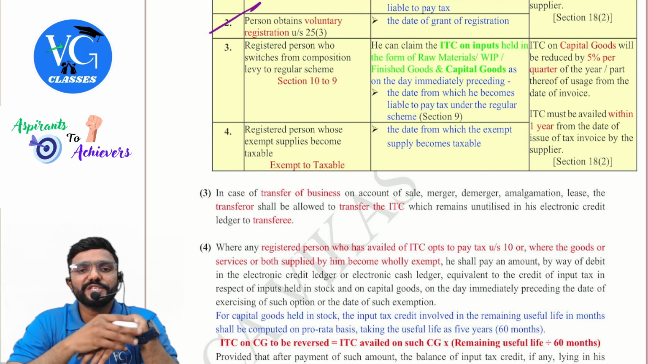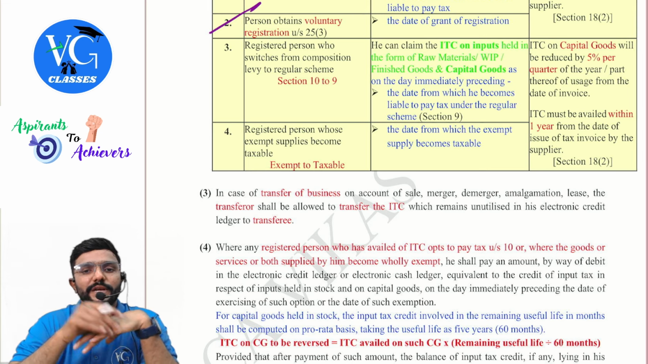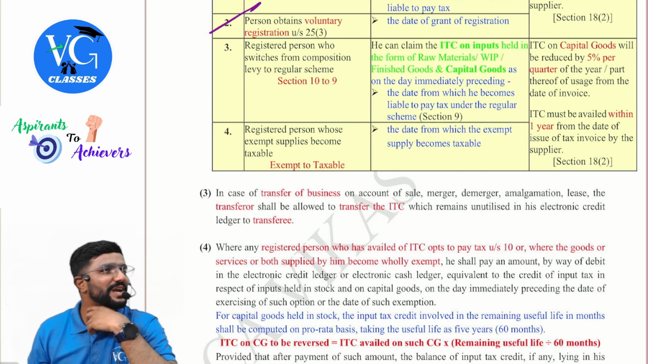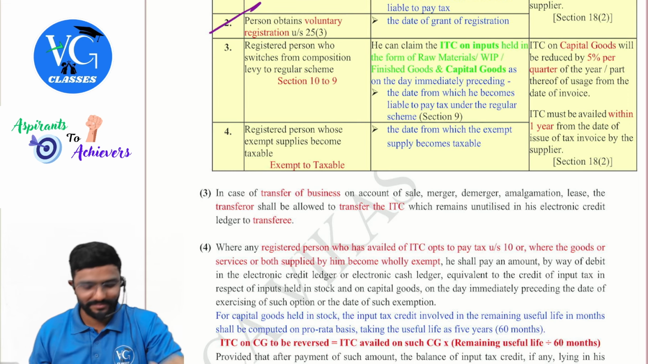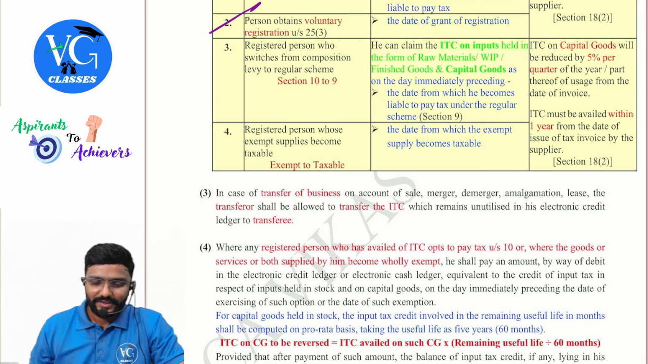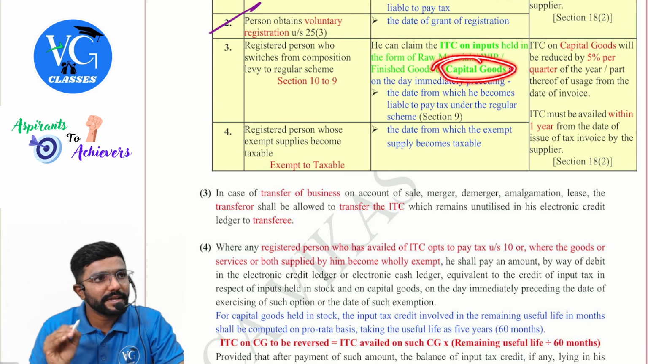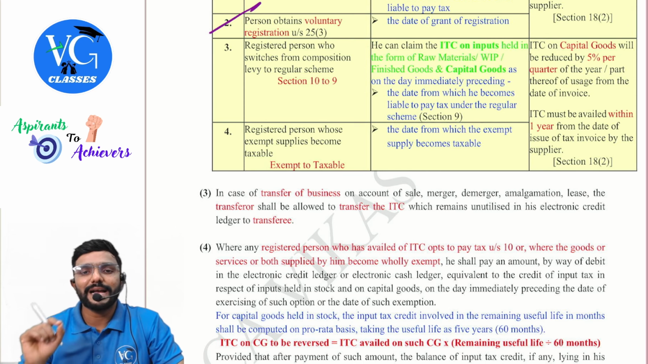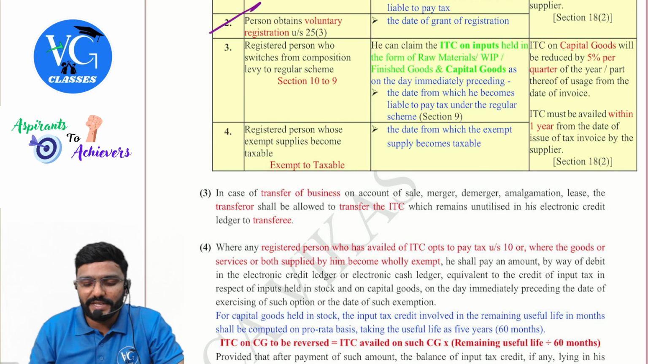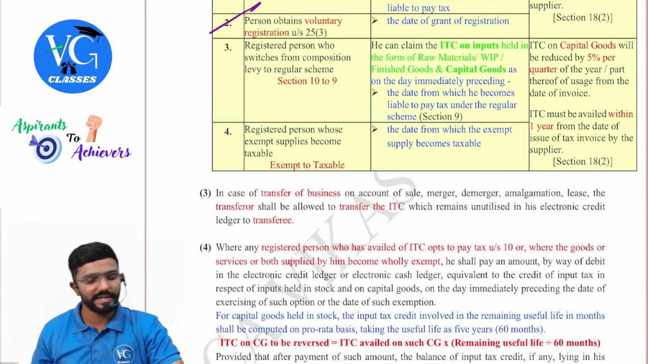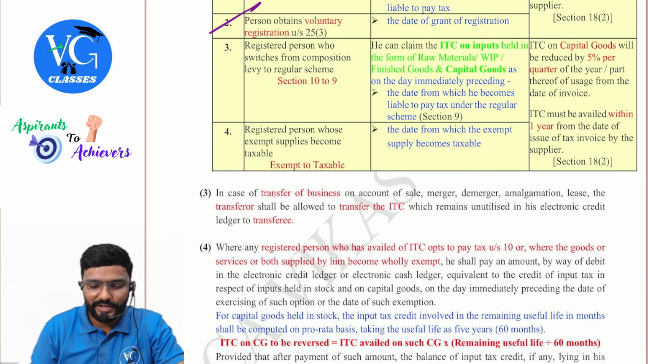registered person who switches from composition scheme to regular scheme, means you are moving from section 10 to section 9. Good. Government is also happy. Why? They will get more revenue. He can claim the ITC on the inputs held in the form of raw material, WIP, finished goods, and capital goods as on the day immediately preceding the date from which he becomes liable to pay tax under the regular scheme. Section 9, guys. So look here.